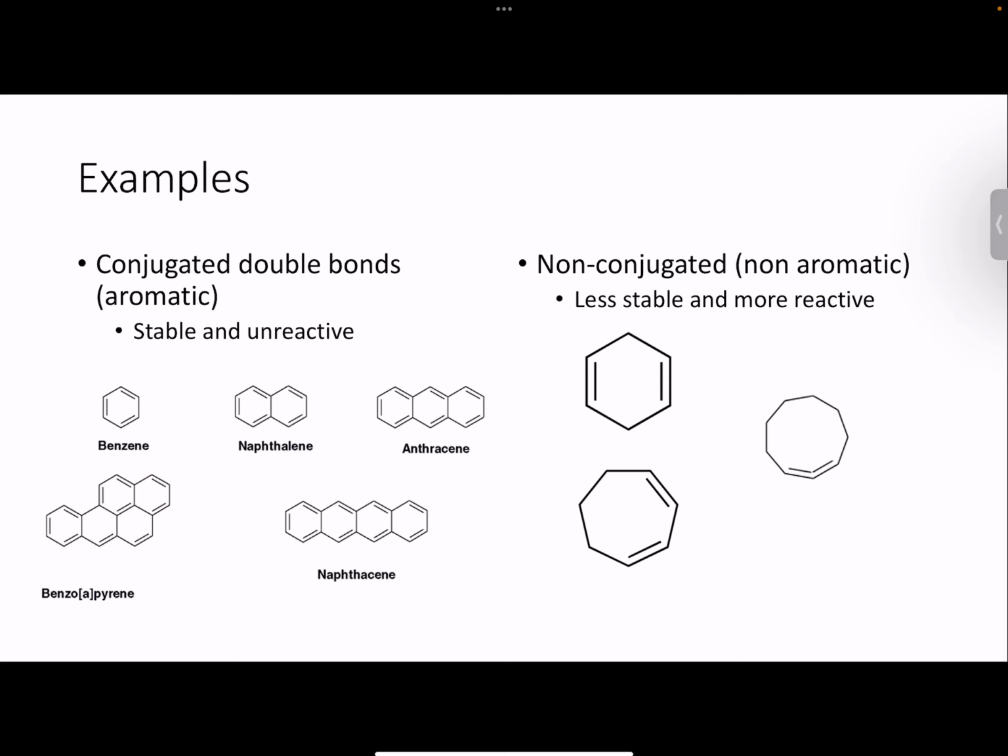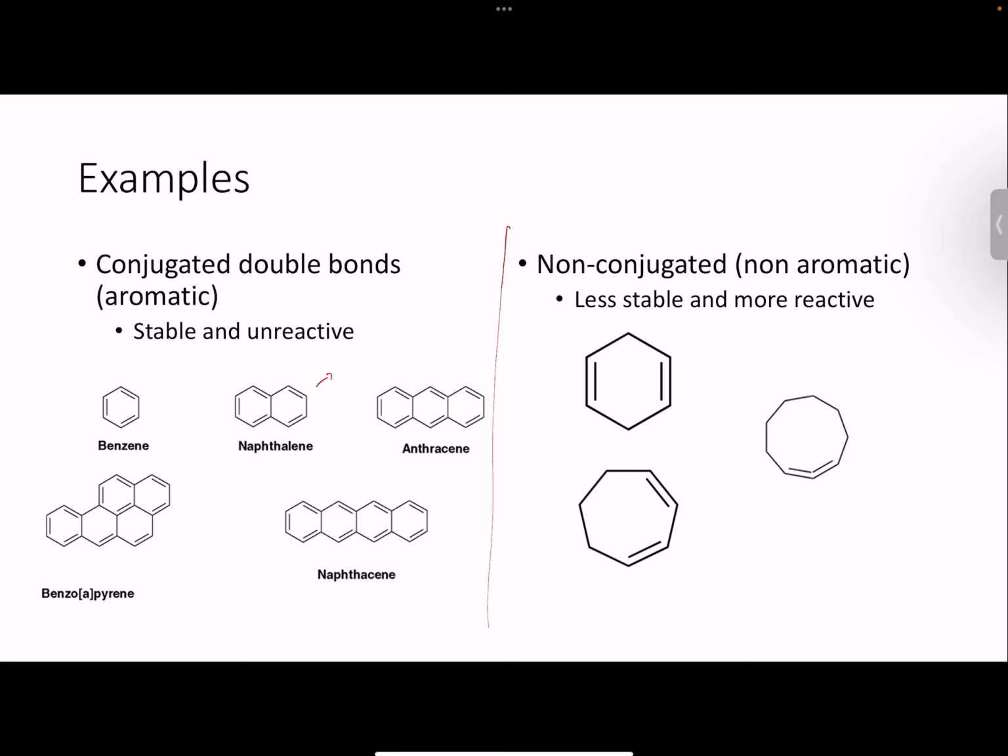A couple different examples. Benzene's not the only aromatic compound, so we split this into two halves. All the compounds on the left are conjugated bonding, so they're stable and they're aromatic. Naphthalene, this one here, is the mothball scent if you've ever smelled that. We've got benzene, naphthalene, anthracene, benzo[a]pyrene, which is a plastic component. You don't want to see that in your plastics. We've banned that from a lot of manufacturing. And naphthacene. So as long as the bonding's conjugated, then it's an aromatic compound.